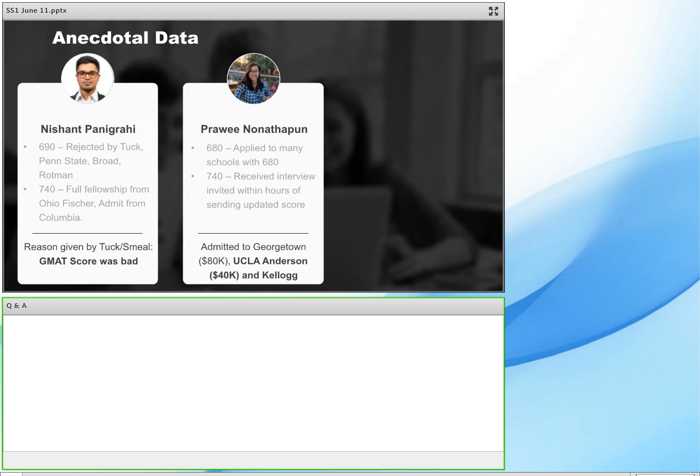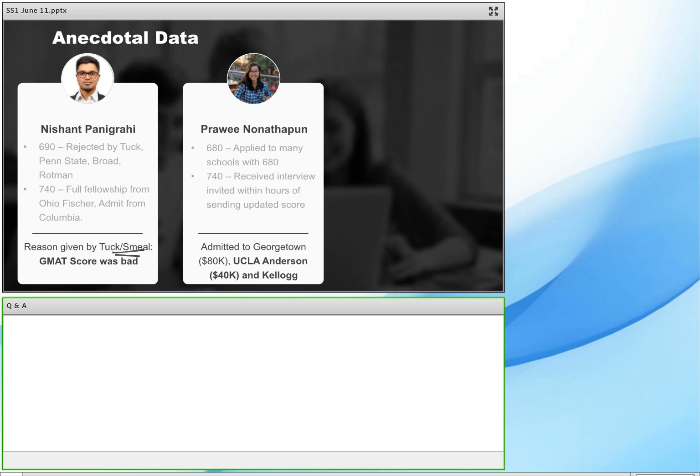So that was statistical data where we talked about stats across many students. This is what we call anecdotal data, so real examples of former eGMATers. Nishant, one of our former students, scored a 690 and was rejected by a bunch of schools. The schools told him that they liked his candidacy, but his GMAT score was bad. They just plainly told him. Tuck and Smeal will do that for you. They'll give you really good feedback.